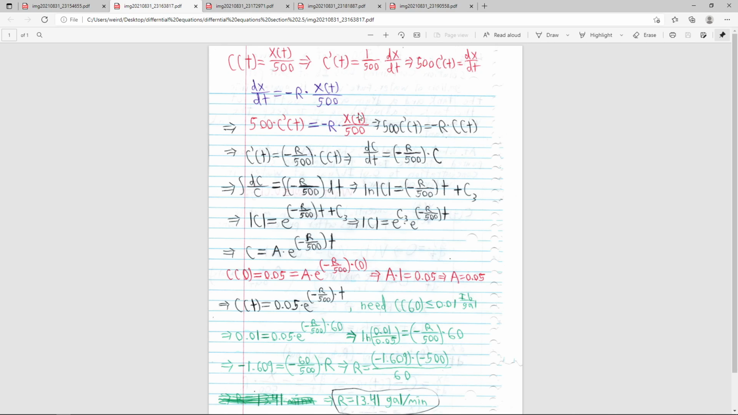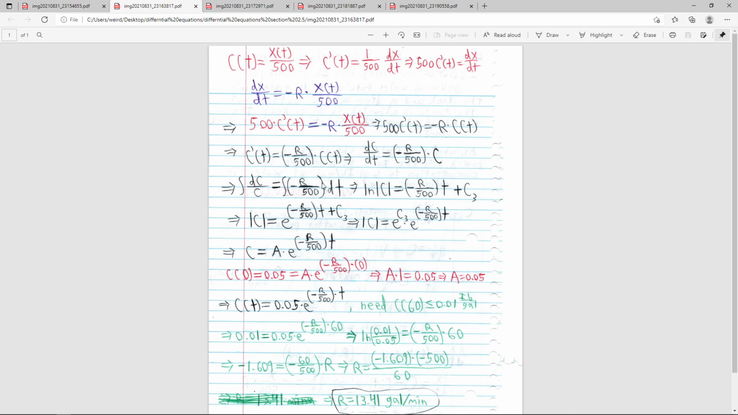Now, we can also substitute this in for just c of t, so everything's in terms of c, the concentration at time t. So it's 500 times c prime of t equals negative R times c of t. And we can divide by 500 to get c prime of t on the left hand side. Then we can put this into dc/dt equals negative R over 500 times c. Then we can separate the variables, and eventually we'll get everything in terms of concentration c.